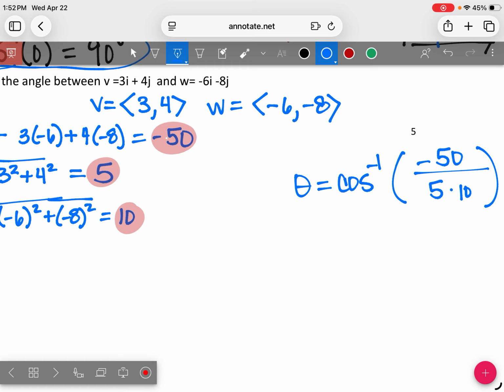All right, go ahead, type it in your calculator. You should get 180 degrees. So that means that vector V and vector W form a linear pair, or they come together and create a straight line. That is my angle.